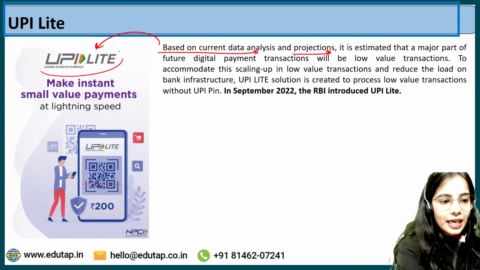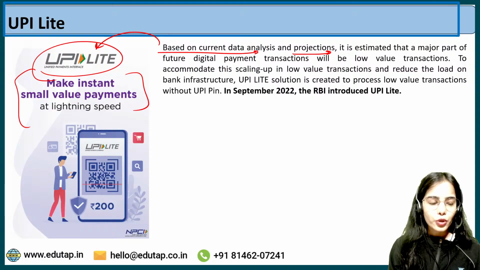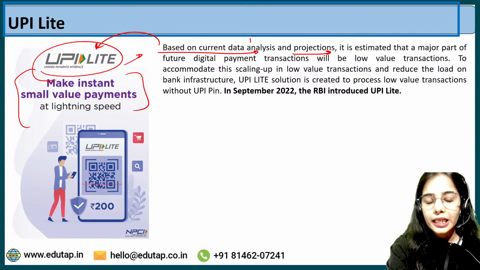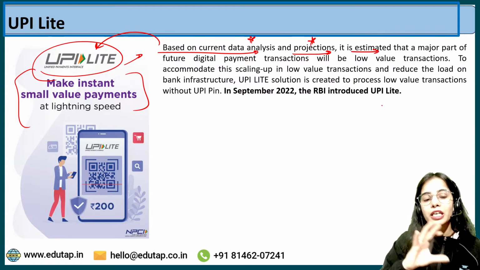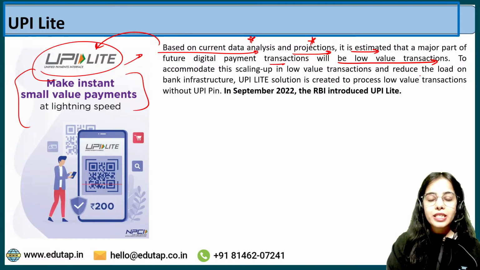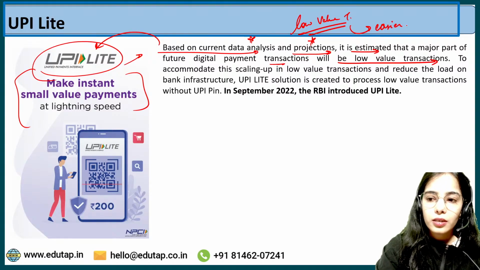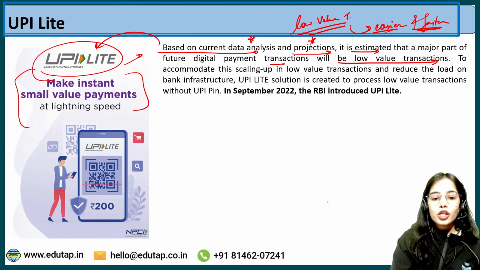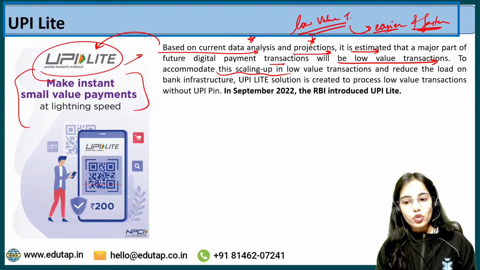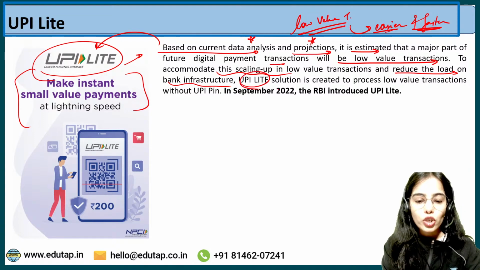Now, based on current data, analysis and projections. The NPCI released a booklet, a little older, where it informed about UPI Lite. Based on the current data, analysis and projections, it is estimated that a major part of future digital payment transactions will be low value transactions, and that's why the NPCI focused on making low value transactions easier and faster. To accommodate the increase in low value transactions in the future and to reduce the load on the bank infrastructure, the UPI Lite feature was launched in September 2022.